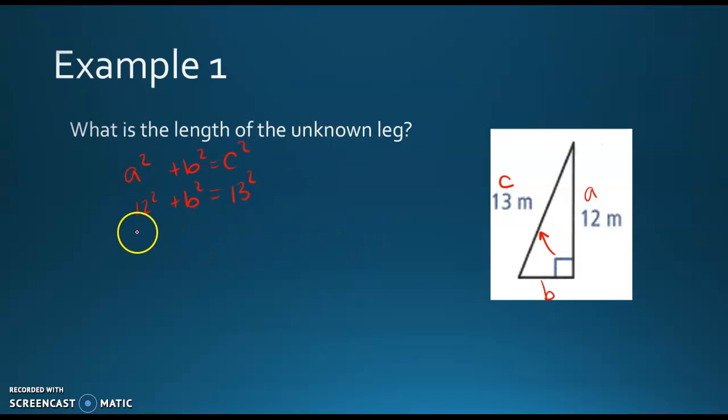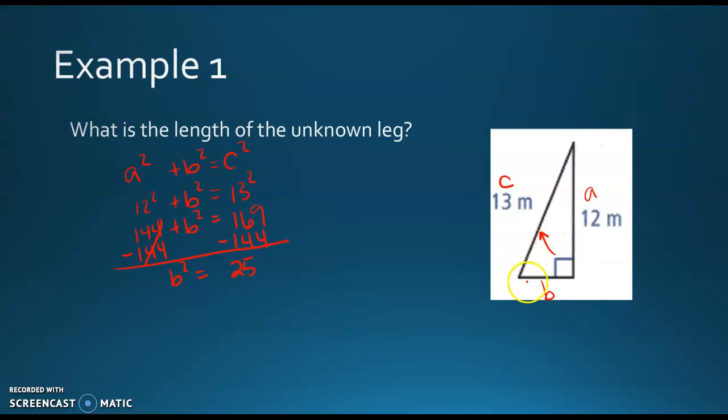And then from here, I'm going to do 12 squared, which is 144, plus B squared equals 13 squared, which is 169. Now to get B by itself, I've got to start solving the equation, right? So to get B by itself, I need to remove the 144 from the left side to the right side. And in order to do that, I'm going to do the opposite. This is a positive 144, so I'm going to subtract 144. And so then we end up with B squared equals 169 minus 144, which is 25.